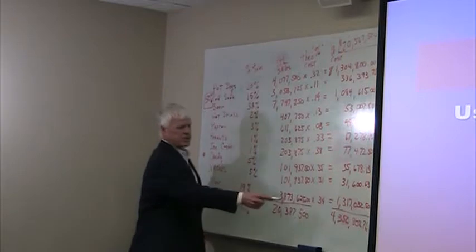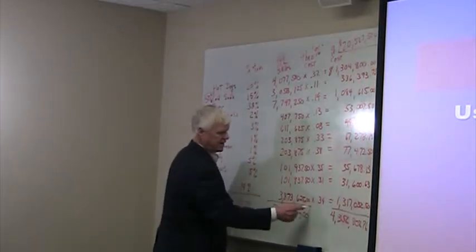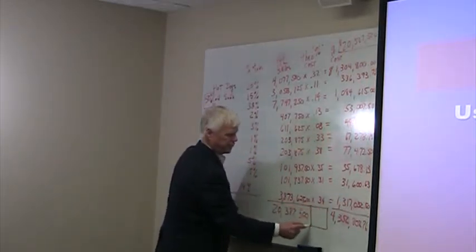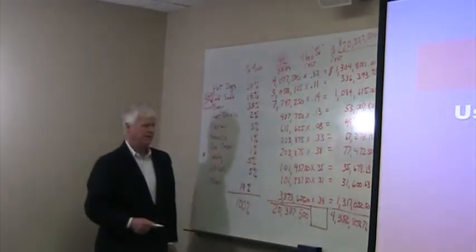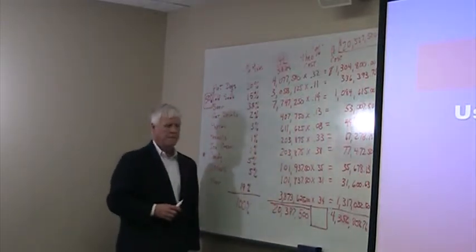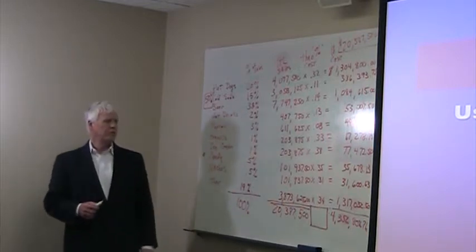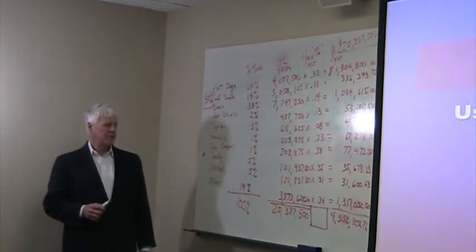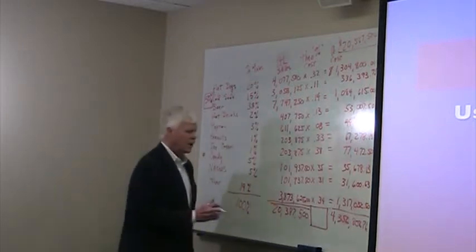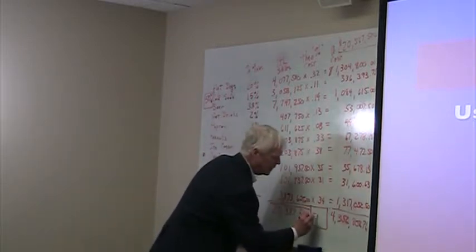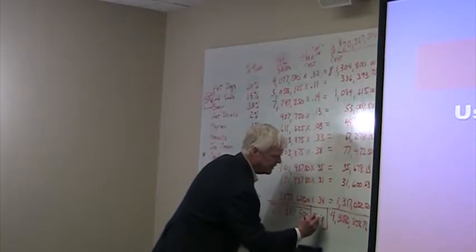In other words, you could just take this number and put it on top of this number, and it'll become a ratio. 4,356,808 divided by 20,387,500 is 21.37%.